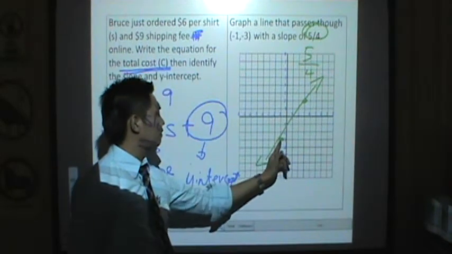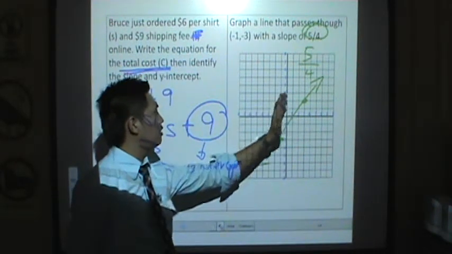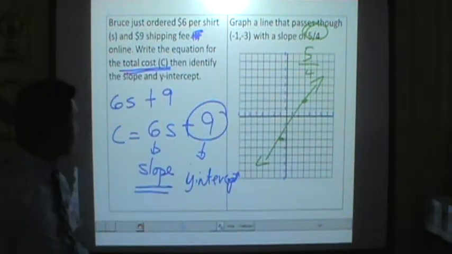From the bottom point, you go up 5, and then you go to the right 4 because it's positive. Here we go.